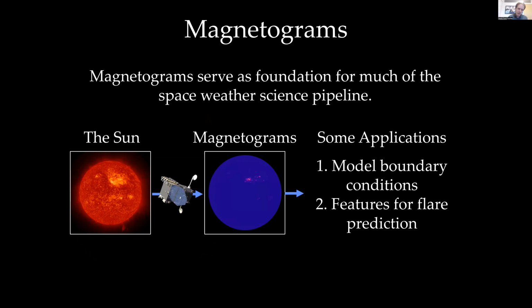You get a magnetogram, and then large numbers of people here at Michigan who do space weather modeling use these as boundary conditions for their models. People who do flare prediction use features derived from the magnetograms as features for their flare prediction systems. For example, you pull out a bunch of features from an active region in this magnetogram. Today I'm going to be talking about how we can improve and produce better or different magnetograms using deep learning.